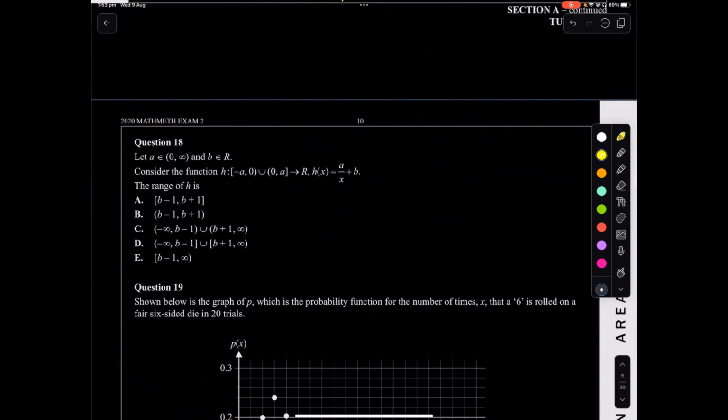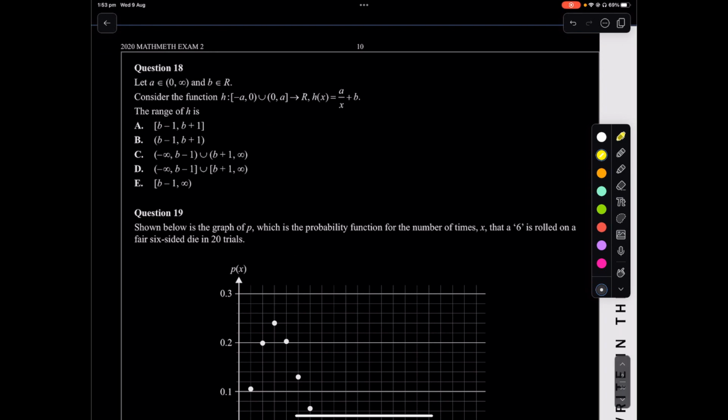Not too bad. Let a be from 0 to infinity, so it's a positive number, and b is an element of the reals. Okay. Consider the function this, h from negative a to 0. Okay. So this is a hyperbola.